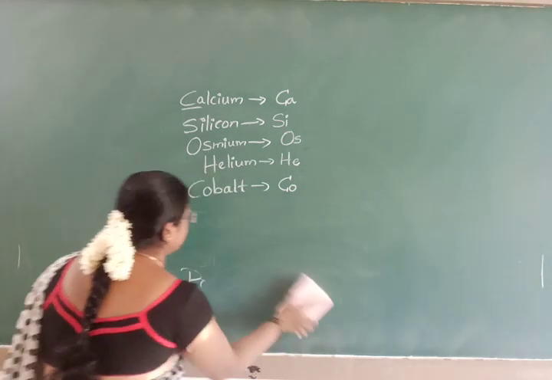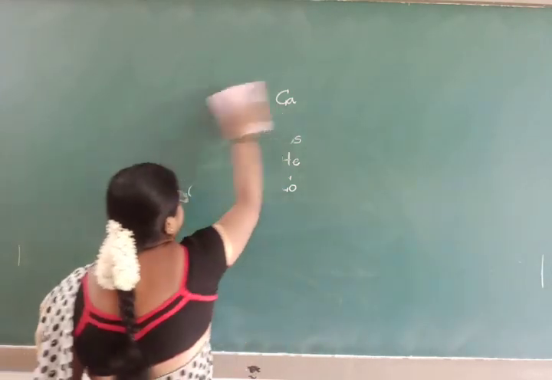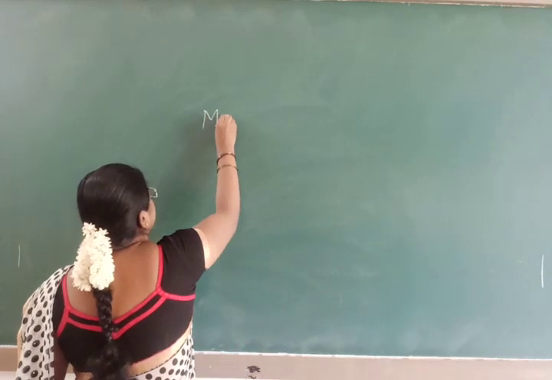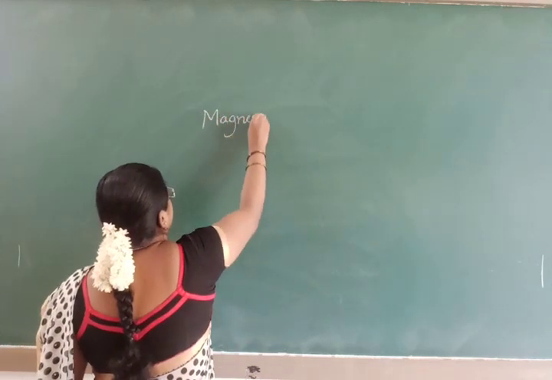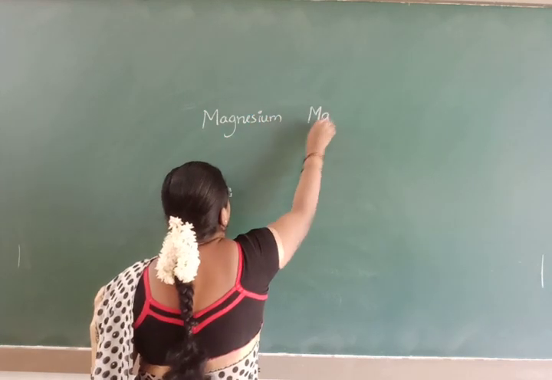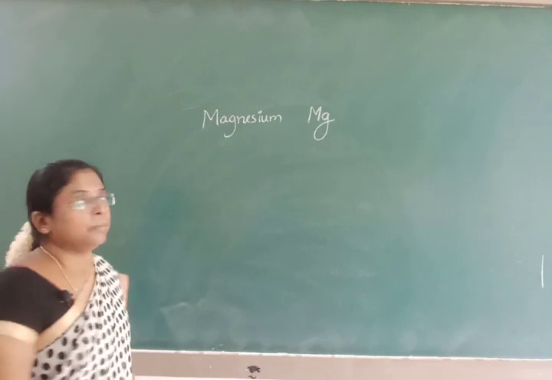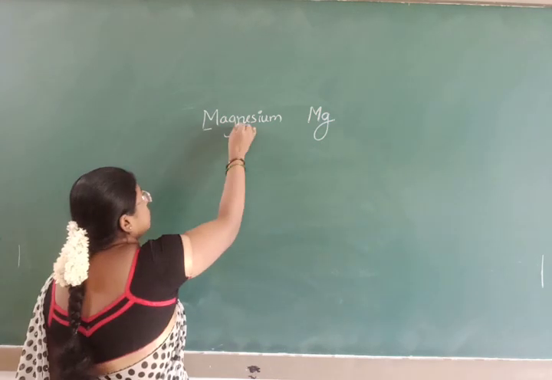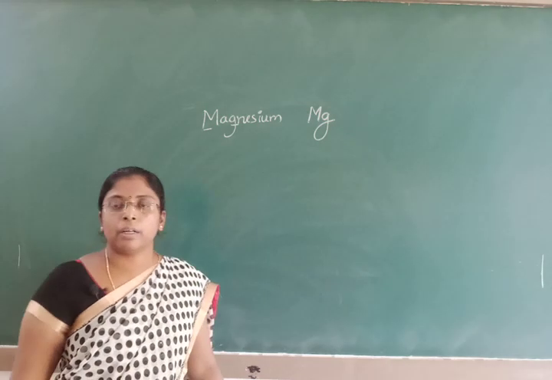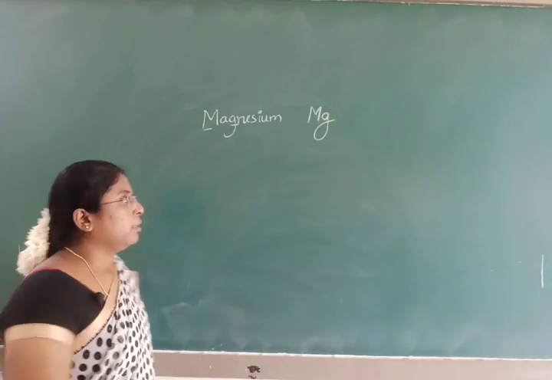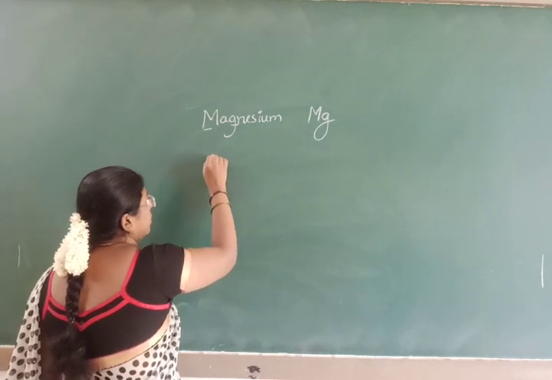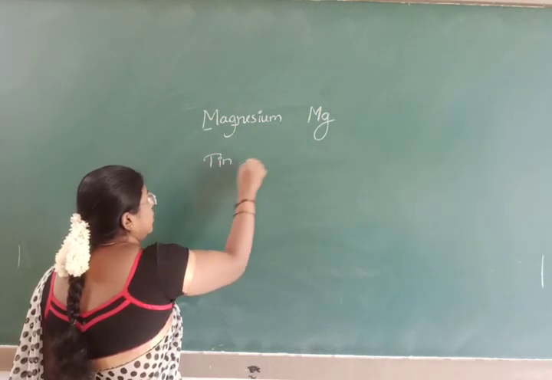Some of the elements are named in a miscellaneous, different way. For example, magnesium: here the symbol is Mg, M capital and g small. M is the first letter, g is the third one. Here they are named in a different way. We call such names miscellaneous. For example, if I take tin, tin is stannum.